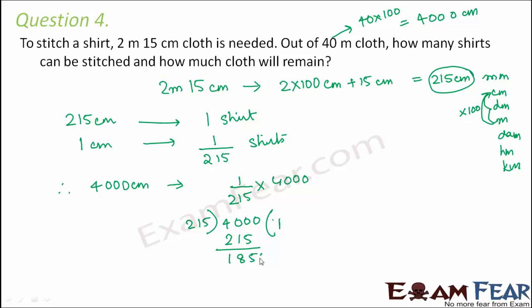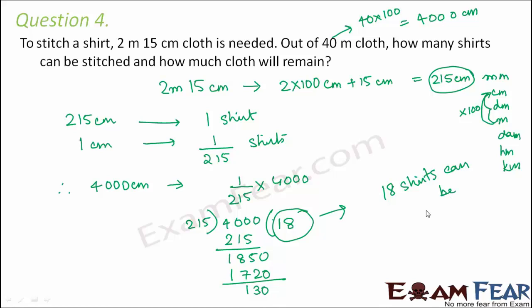So you have a 0 here. So 215 into 8 gives you 1720. So you have a remainder of 130. So now you will have to forget this remainder. So what is the quotient? The quotient is 18. That means at least 18 shirts can be made, so total 18 shirts can be made.